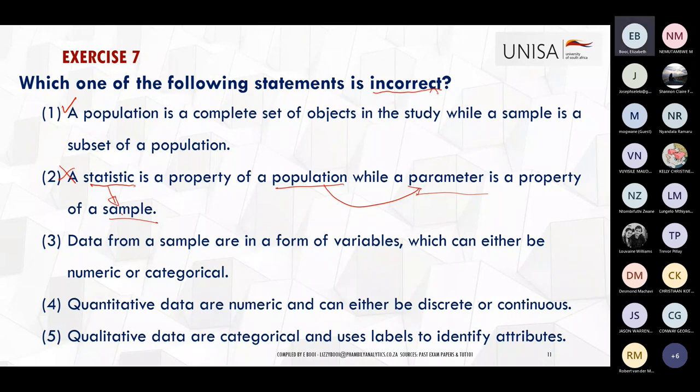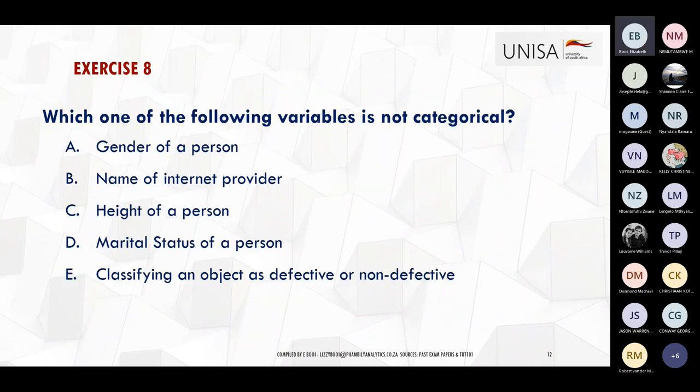And these are from past exam papers and past tutorial letters as well. Which one of the following variables is not categorical data? Remember what categorical data is. It's data that can be put into categories. And they say not, so let's start with the process of elimination. You need to look at keywords. Identify the keywords that are asked as well. Gender of a person. Gender is that keyword. Is this categorical or numerical? Categorical. That is true.